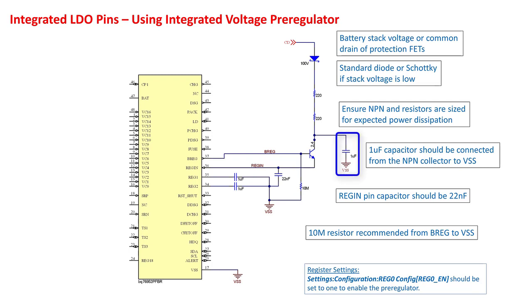A 1 microfarad capacitor should be connected from the NPN collector to VSS. The Reg N pin needs a 22 nanofarad typical capacitor. A large 10 meg resistor is recommended from BREG to VSS to avoid any unintended leakage current that may occur in shutdown mode. Each LDO output being used needs a 1 microfarad capacitor to VSS. If Reg 1 or Reg 2 is not used, it can be left floating.